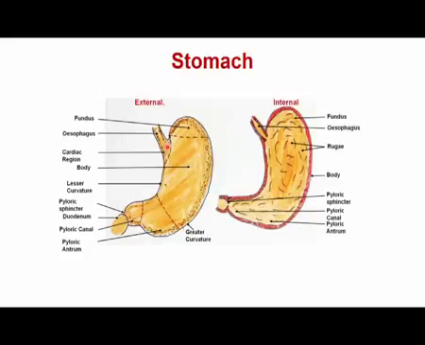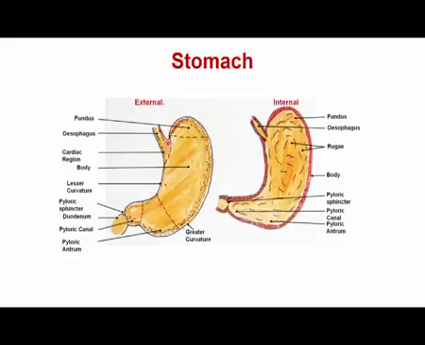The stomach is a J-shaped organ, and because it has a J shape, it has a smaller curvature on one side and a larger curvature on the other side. The top roof of the stomach is called the fundus, and this portion is used for storing the gas which is produced during the digestion process, or even otherwise. The other portion is the cardiac portion.